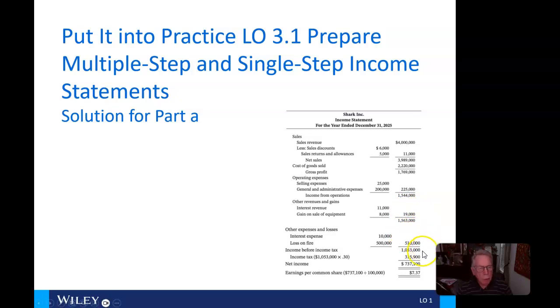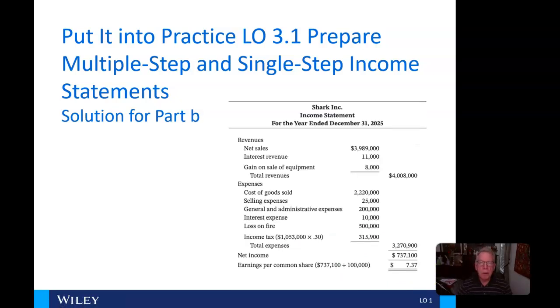So our income before tax is 1,053,000. We back out our tax at 30%, and that gives us our net income of 737,100. There's no preferred stock in this case, so we're going to divide that through by the weighted average common shares outstanding, and that's $7.37.